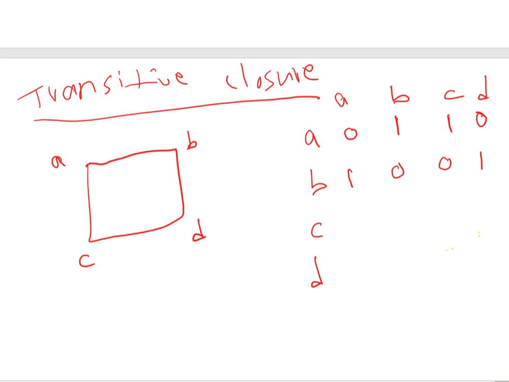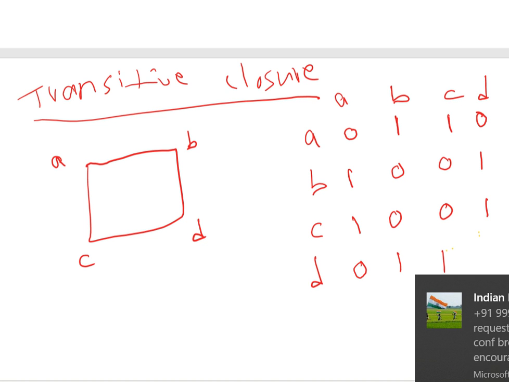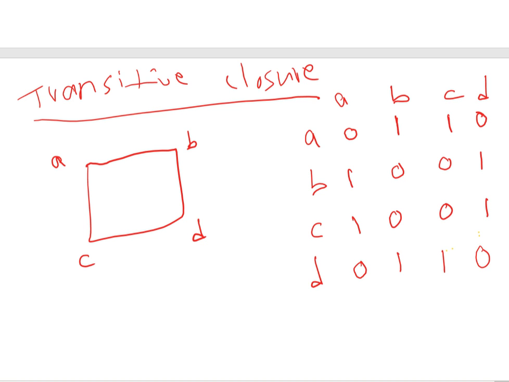C to A? Yes. C to B? No. C to C? No. C to D? Yes. D to A? Yes. D to B? Yes. D to C? Yes. D to D? No. So this is the transitive closure. The matrix representation of a graph is called a transitive closure.